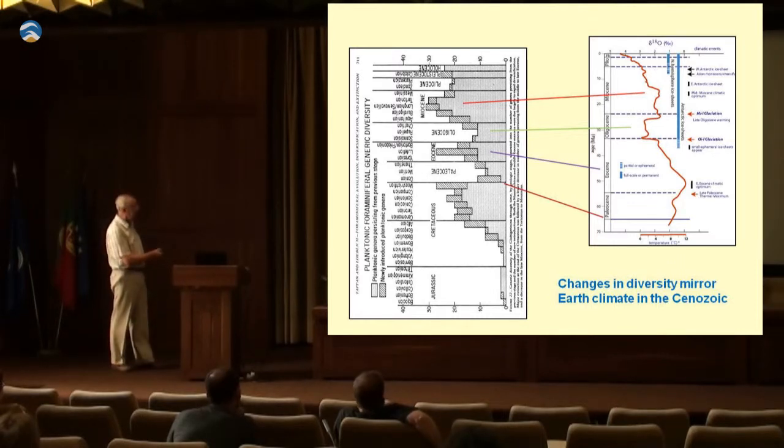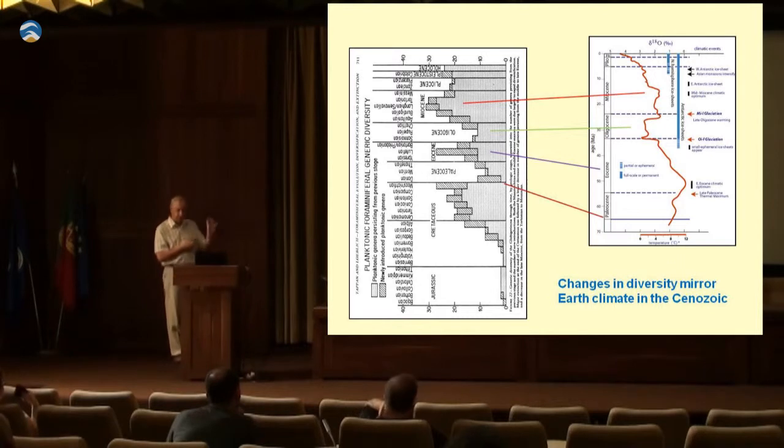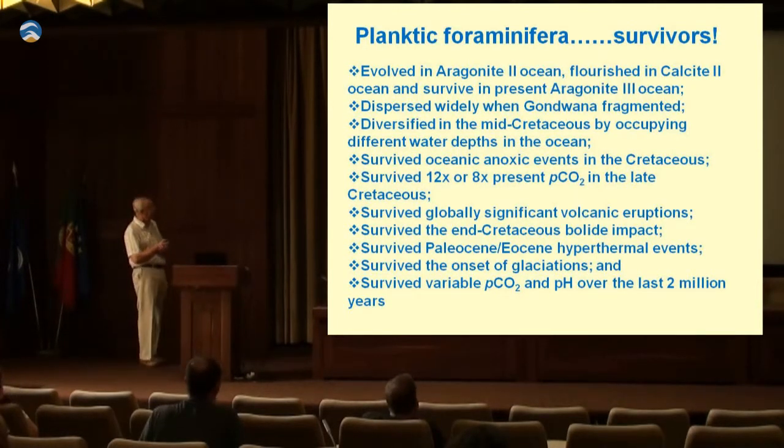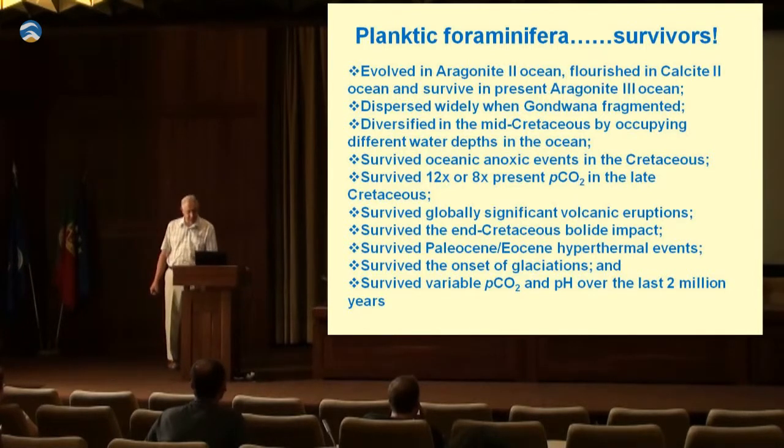And of course, at the top end in the Holocene, we are seeing this response to the chamber size and thickness during glacial interglacial cycles. So it's behaving at that end of the record. So planktic foraminifera really have been survivors. They evolved in the Aragonite II ocean. They survive in the present Aragonite III ocean. They dispersed when Gondwana fragmented. They diversified into different water depth niches in the mid-Cretaceous, punctuated by these oceanic anoxic events. They survived in what was the high PCO2 Cretaceous environment, and then they've gone on to survive at the present day. However, are they safe?